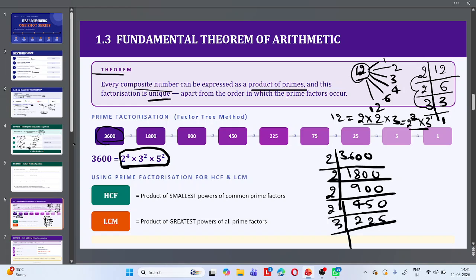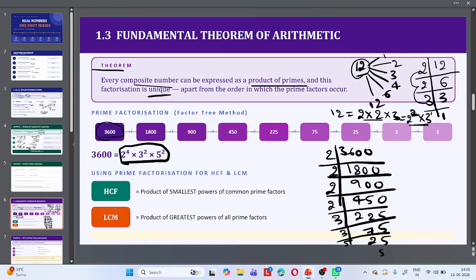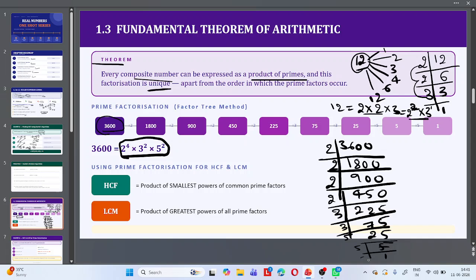We move on to 3. 3 7s are 21, 3 5s are 15. Here we can take 3, 3 2s are 6, 3 5s are 15. Here we take 5, 5 5s are 25. Lastly this is 5, 5 1s are 5. Understood? These are the primes of this composite number. How many times is 2 here? 4 times. 3 is how many times? 2 times. 5 is 2 times. This is the product of primes for this particular composite number.